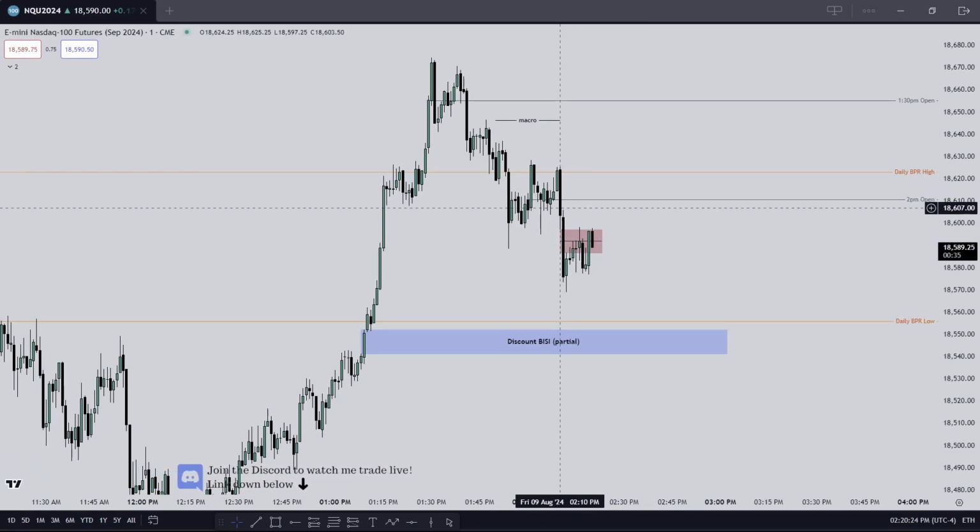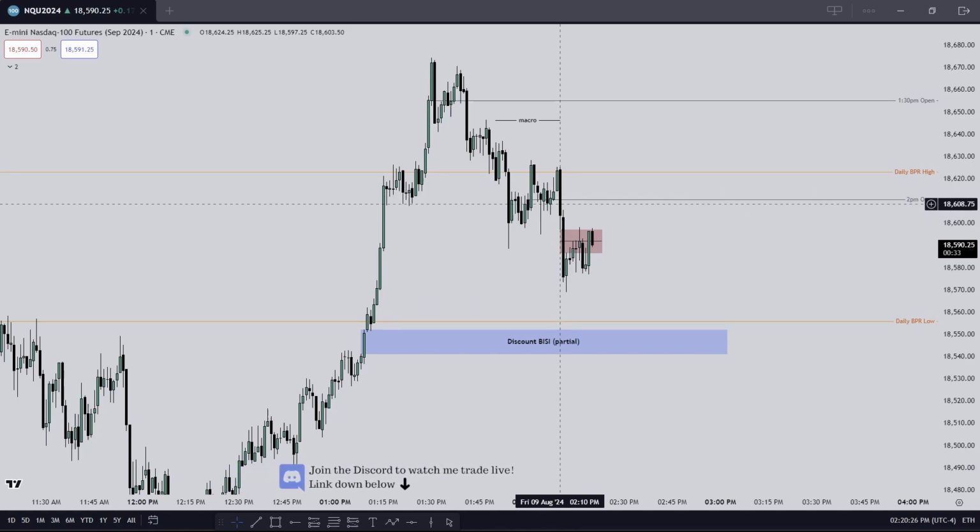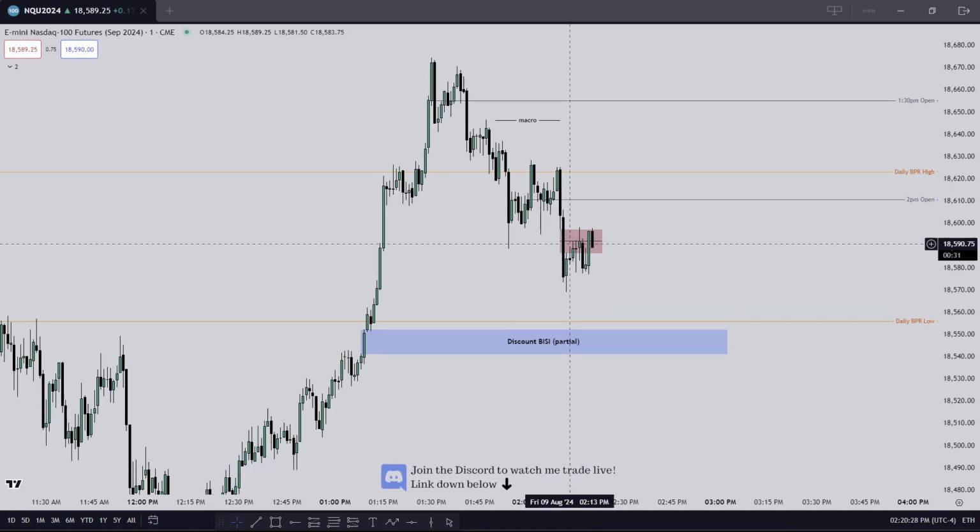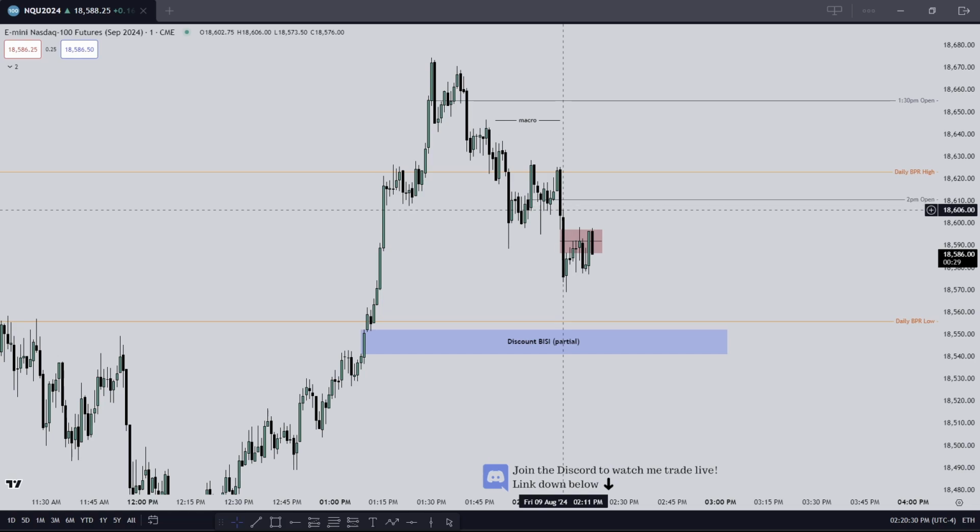Breakaway gap, want to see that stay open. We could work in this lower one, not a problem. That needs to stay open.